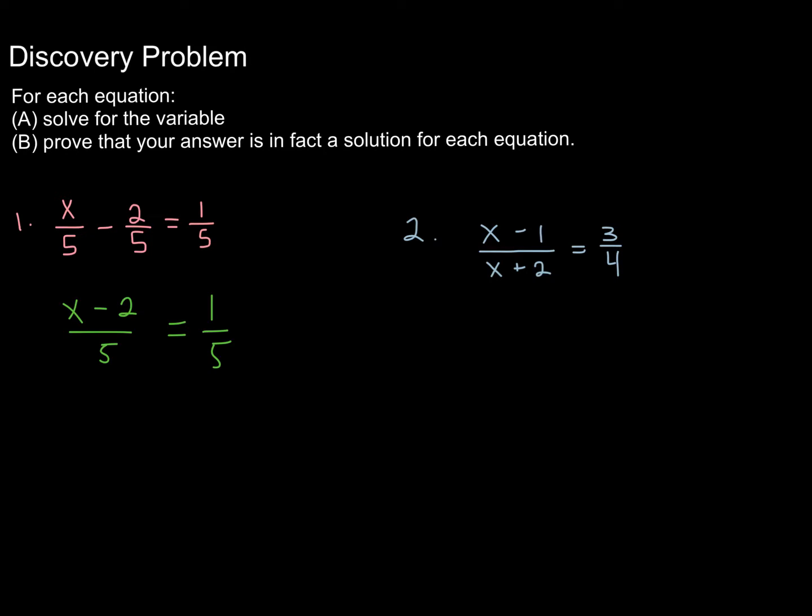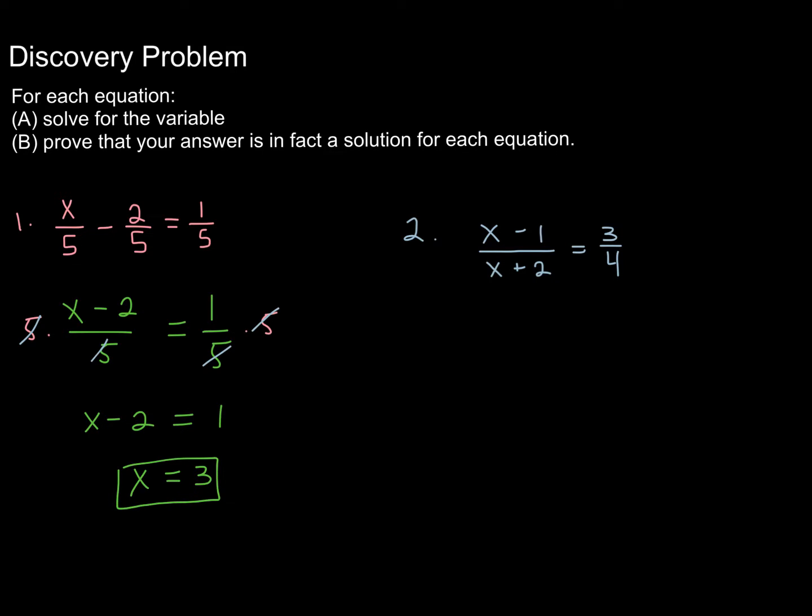Now at this point, you probably want to get rid of any denominators, so you'll multiply by 5 on both sides. That will leave you with x minus 2 equals 1, which you can solve very simply to tell you that x must be equal to 3.